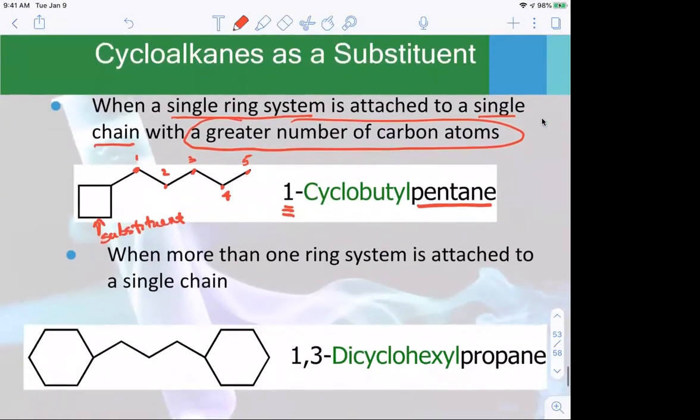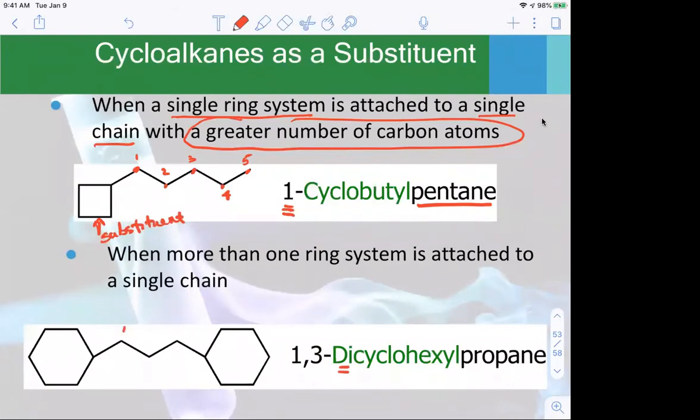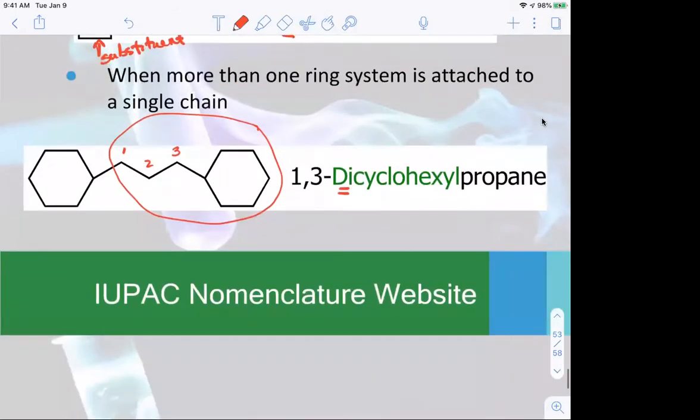If I have more than 1 ring system, I could use this di prefix. So here I have 1, 2, 3. Naming this as a propane derivative is going to be a lot simpler than trying to name one of these groups attached to a cyclohexane. So I'm just going to call this 1,3-dicyclohexyl propane.